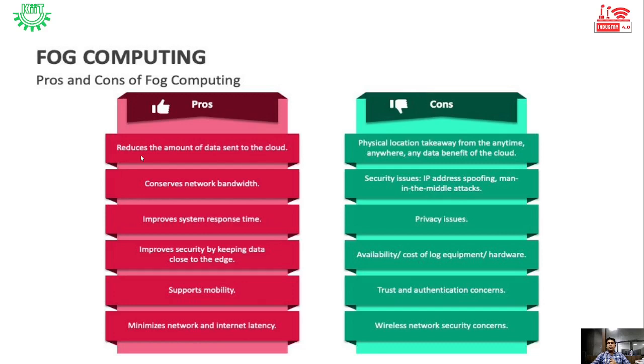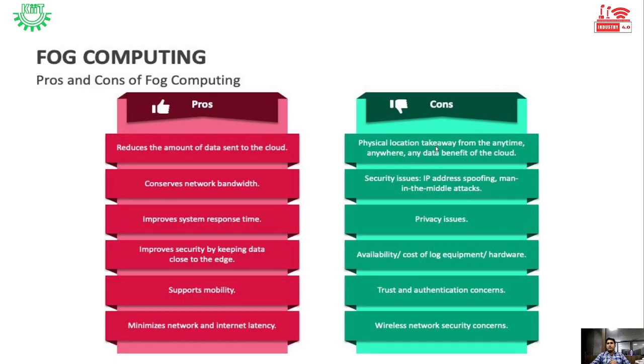Now let us have a look at some of the pros and cons of fog computing. Some of the pros are: it reduces the amount of data to be sent to the cloud because fog processes it, conserves network bandwidth, and improves system response time. In some cases it can improve security by keeping data close to the edge. So you're not sending the data to the cloud, and it is residing at the edge itself. It also supports mobility, which is one of the major advantages, and minimizes network and internet latency.